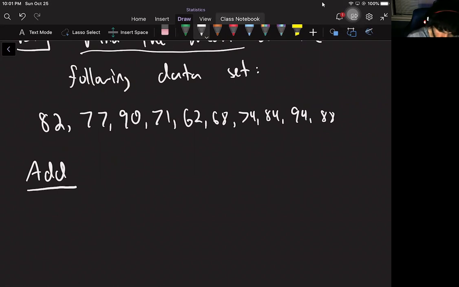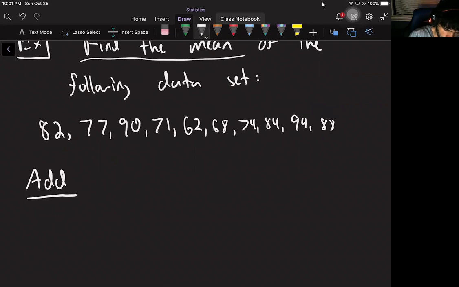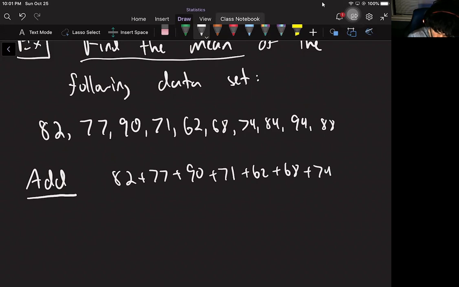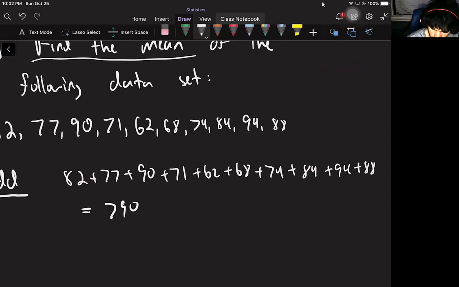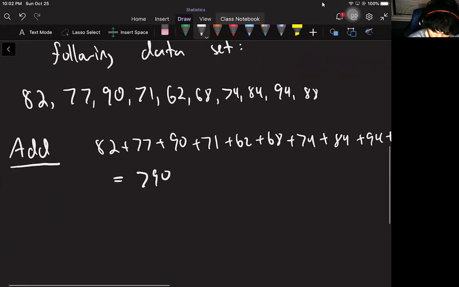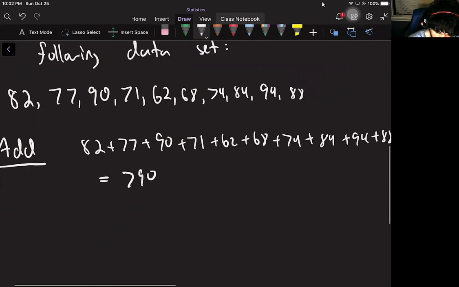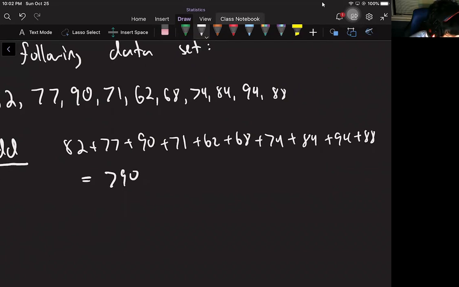Okay, so the first step in calculating the mean is we just add up the numbers. So we got to do 82 plus 77 plus 90 plus 71 plus 62 plus 68 plus 74 plus 84 plus 94 plus 88. So at this point, you use a calculator. You definitely do not do this by hand, but when you do it, you should end up with 790. What you should understand is that by hand, you could do it. I could add these up. I'm not going to because that would be too much work.